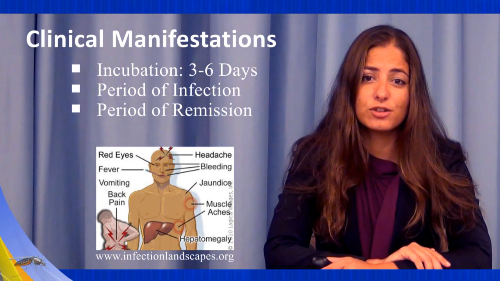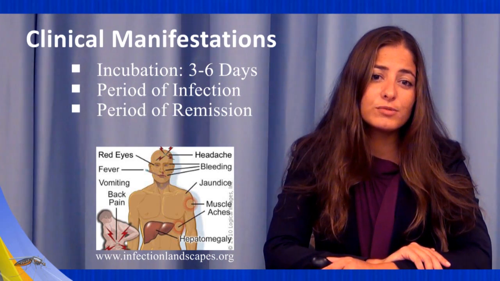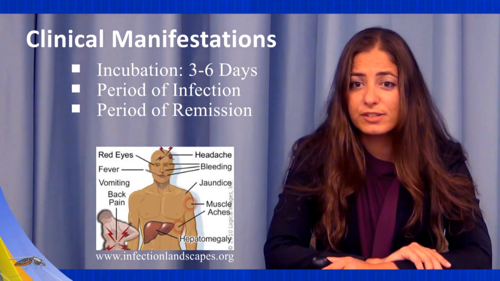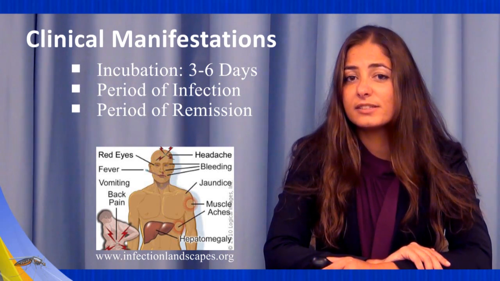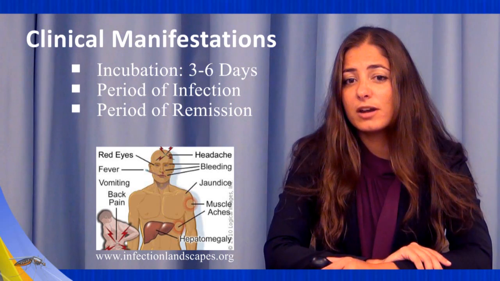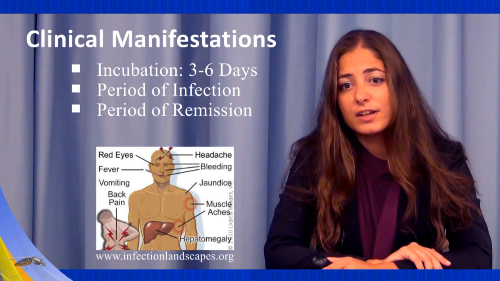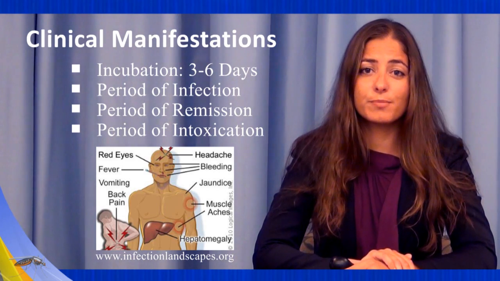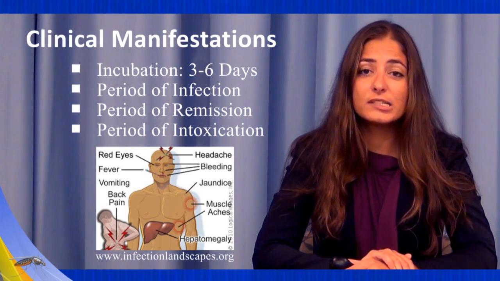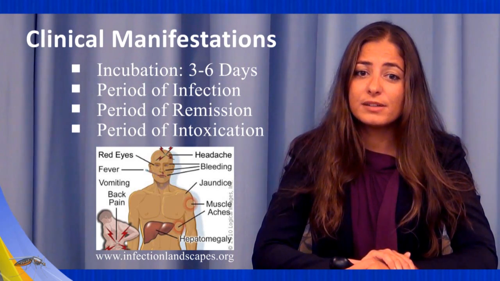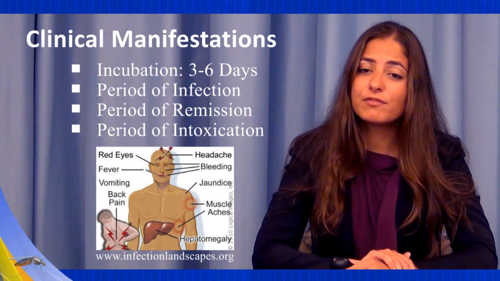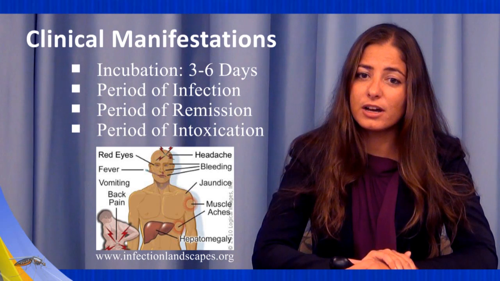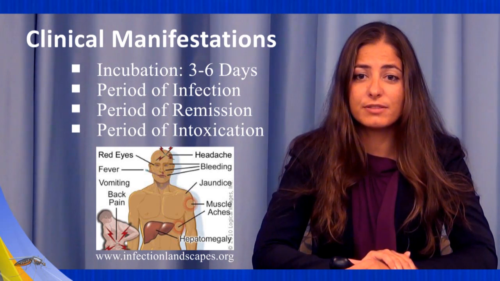The second stage, or period of remission, follows with clinical improvement. For the vast majority, or 85% of cases, the disease ends here. For the unlucky minority, or 15%, the respite ends after 48 hours. The final stage, or period of intoxication, is marked by the return of symptoms seen in the first stage, but further complicated by jaundice, hemorrhage, oliguria, and metabolic encephalopathy.